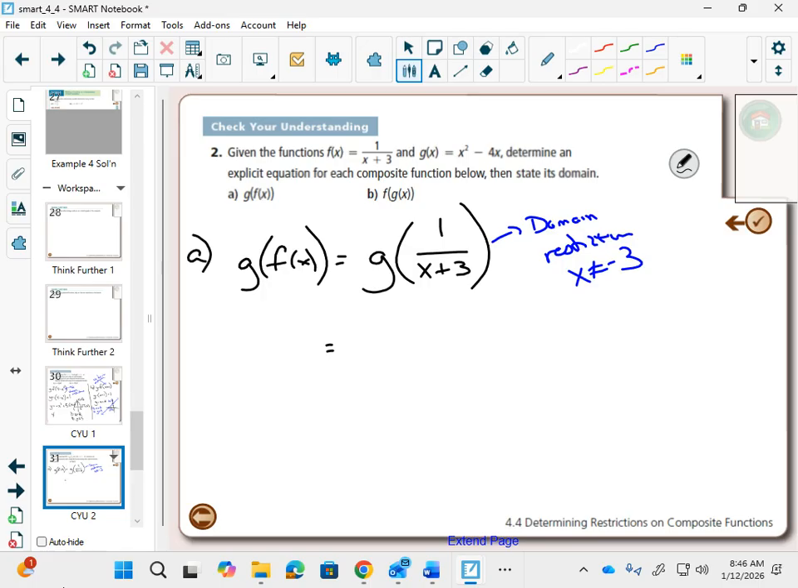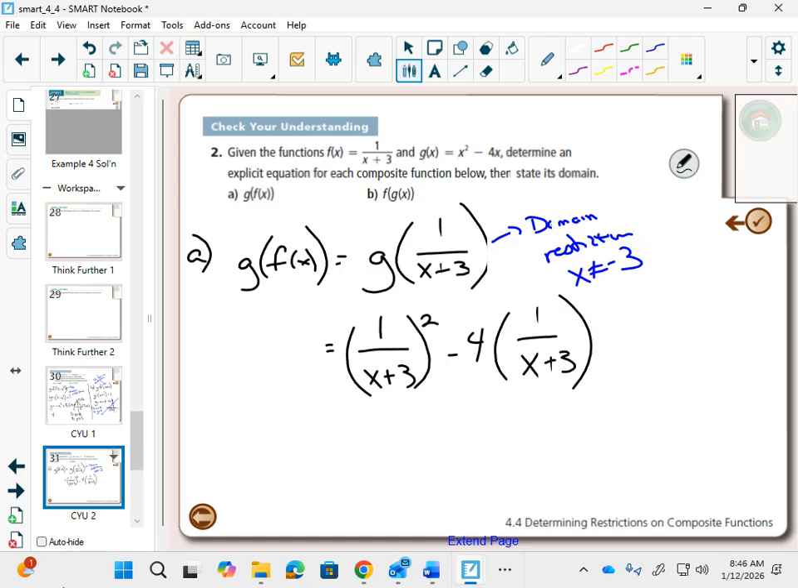And then g of x says, well, whatever you plug into g of x gets squared. And then you subtract 4 times that. And so this would be the explicit equation. And our domain for this still has a non-permissible value of x can't equal negative 3. Every other x value we plug in would be fine.